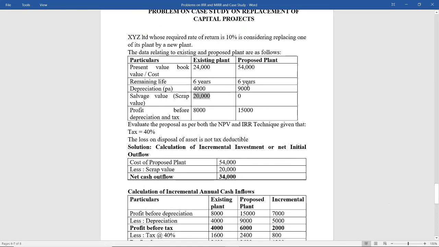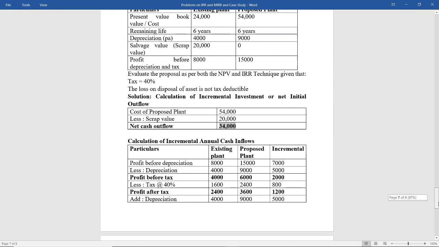So suppose you are going for the proposed plant, what is the incremental cost? Cost is 54,000. When you sell off your old asset, you are going to get 20,000 as scrap value, and you will buy a new asset. The new asset cost is how much? 54,000. So what is your incremental cost? 54,000 is the cost, but minus the scrap value you get for the old asset. So what is the net cash outflow? 34,000. Here only incremental you are going to find out.